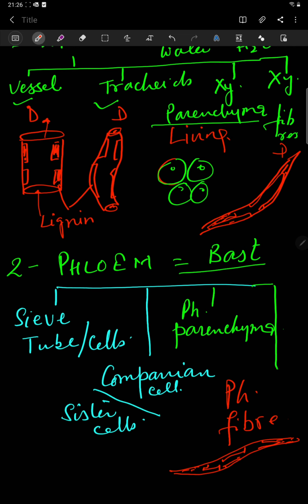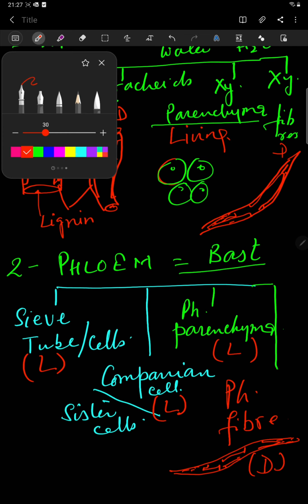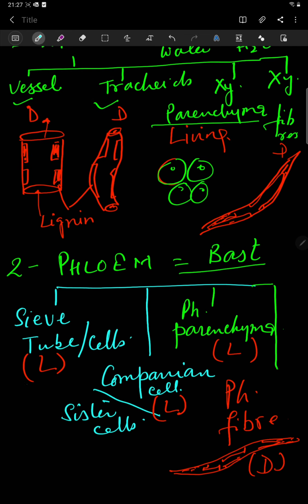Now the question is sieve tube. Sieve tube is living. L means living. Companion cell living. L. Parenchyma living. L. Right? But the phloem fiber is dead. D. Now in the sieve tube there is no nucleus. Living cytoplasm is there, but nucleus is absent.